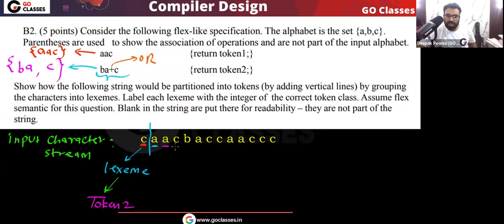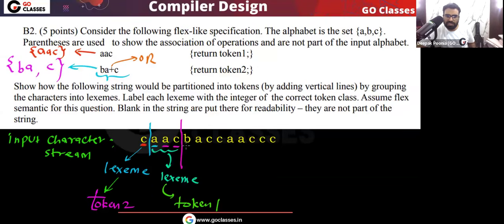So we got AAC. That's it, we got our next lexeme. And for this lexeme also, a token will be generated. Corresponding to this lexeme AAC, matching this regular expression, the token generated is token 1. Token 1 will be generated. Okay, very simple.